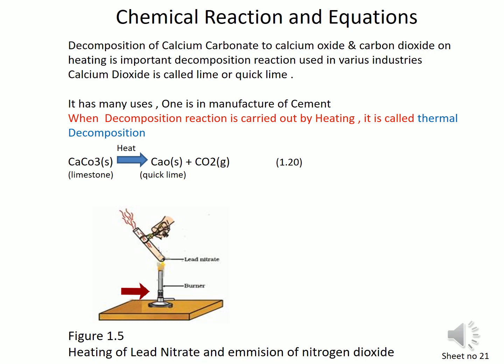Here it is a burner. This is a test tube. It is having lead nitrate, and after burning the lead nitrate, nitrogen dioxide is emitted. You can see this fume. These fumes are of nitrogen dioxide.